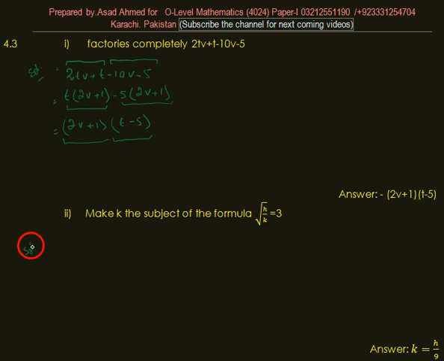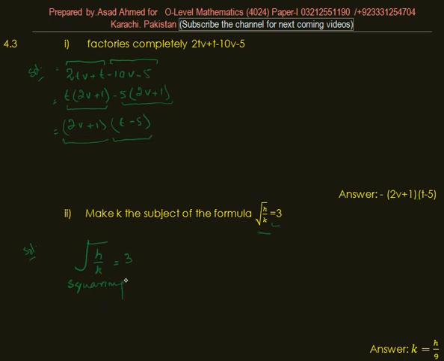In part 2, we are asked to make k the subject of the formula. This is the formula and we have to make k the subject. Now we write the formula: square root of h upon k is equal to 3. In order to remove the square root, we square both sides.